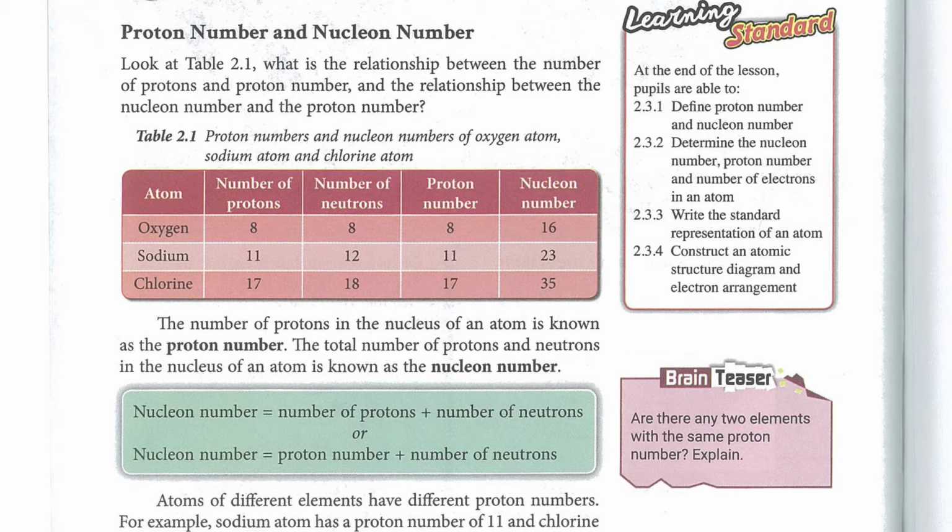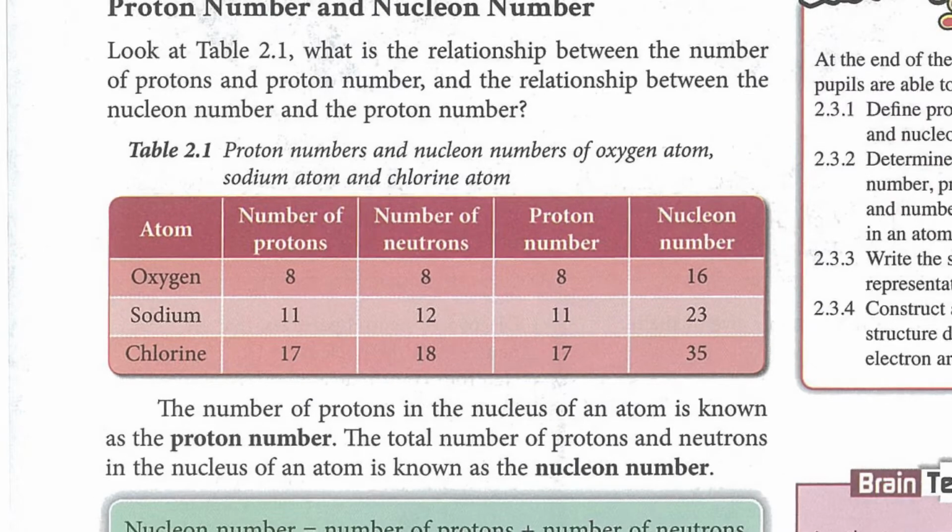Okay, class, so let us start by defining proton number and nucleon number. Look at this table over here, and can you please state the relationship between the number of protons and the proton number? And the relationship between nucleon number and the proton number. It sounds a little bit confusing, but let us look at the table over here. Let us try to understand the very basic proton number and nucleon number.